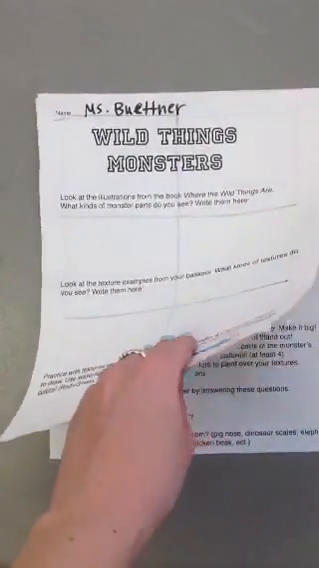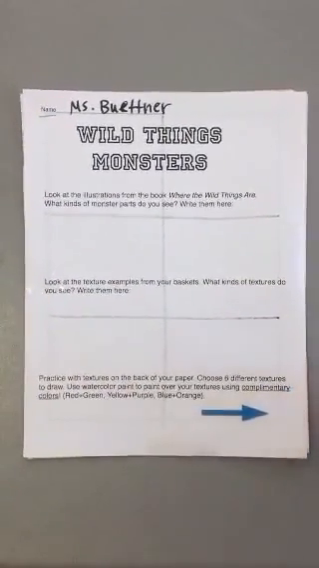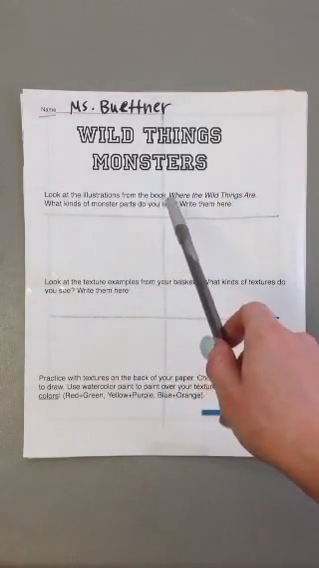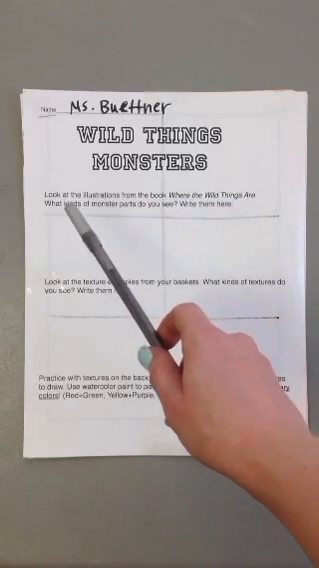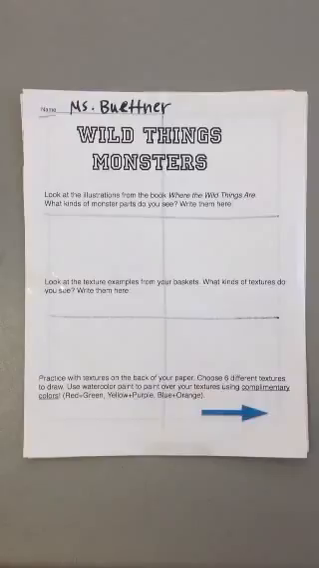So you have two worksheets here. I've stapled a worksheet to the back of your texture worksheet. Now on the front of this texture worksheet, we have to answer some questions. So the first question here, it says, look at the illustrations from the book Where the Wild Things Are. What kinds of monster parts do you see, and write them here.